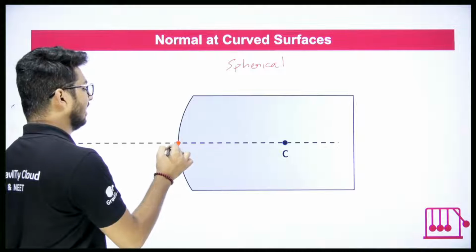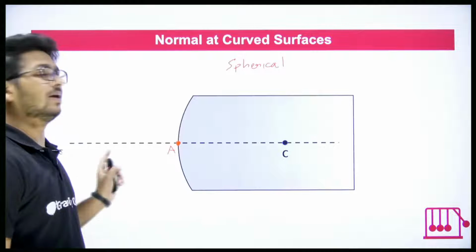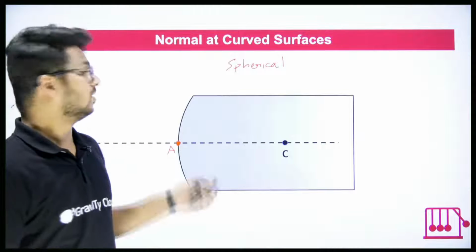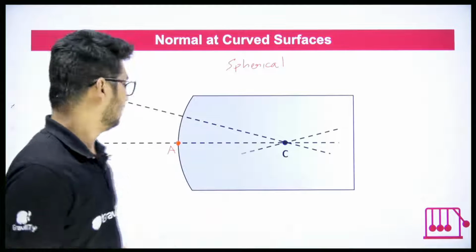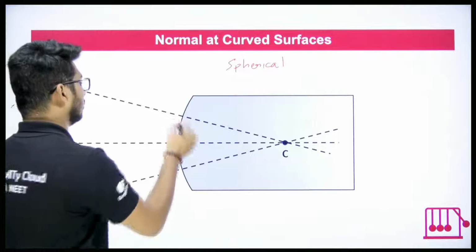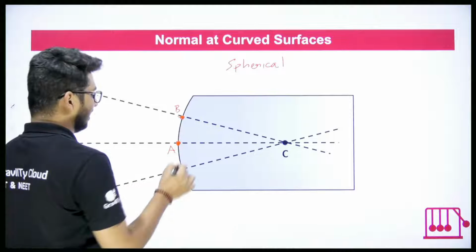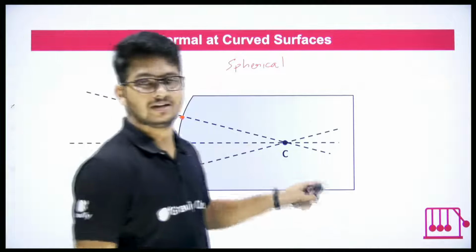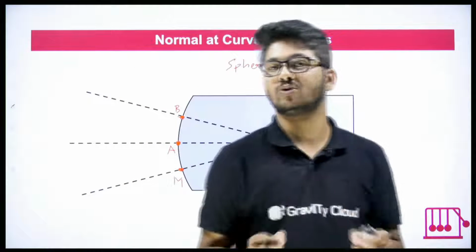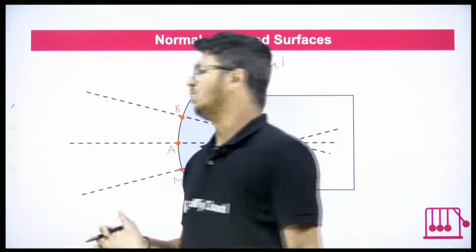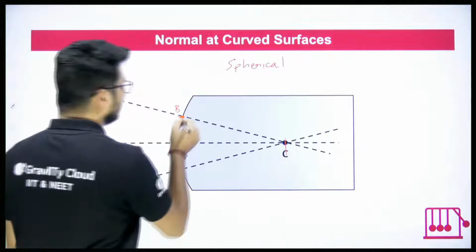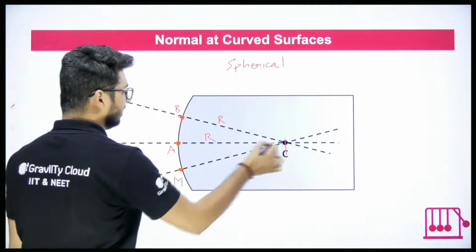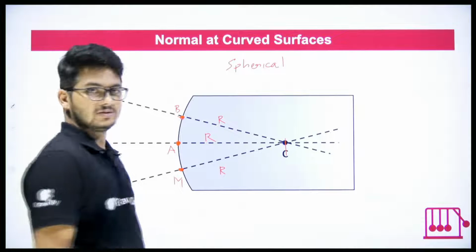See, at this point A, if I am drawing the normal, it is passing through its center, the center of curvature. Here also it passes through the center. Here also it passes through the center. So at A, at B, at M, at all these points, the normals pass through the center. And what is this distance from C to B? C to B is the radius. C to A is the radius. C to M is also the radius.